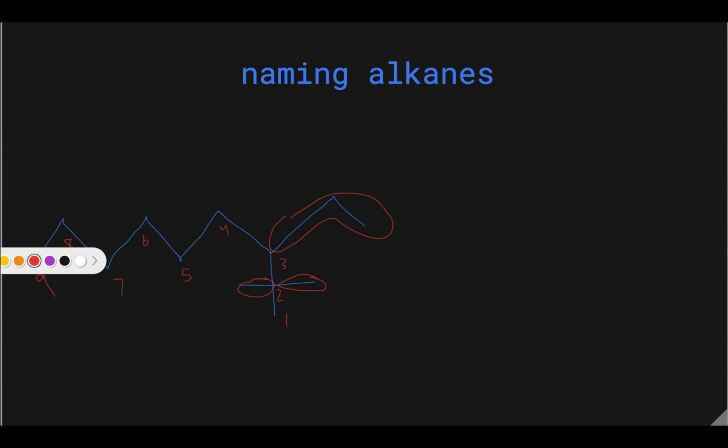Okay, now let's put the name together. So we have an ethyl group at 3, remember, alphabetical order. So we're going to do 3 dash ethyl. We have two methyl groups at the number 2. So we're going to do 2. Remember, when you have 2, you're going to separate it with the comma. It's going to be dimethyl.